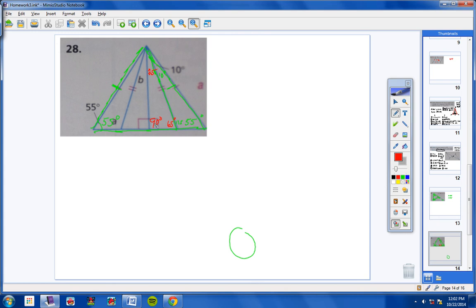Okay? Now, this is 90, so I know this angle over here is 90 right here. Now look at this triangle right here. I'm going to copy this. I'm going to do it in black, I guess. Look at this triangle right here. Look at this and nothing else, okay?